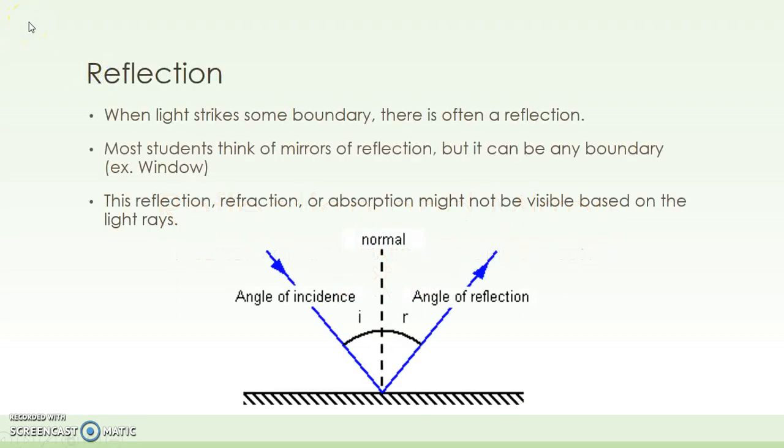First of all, reflection is when light strikes some kind of boundary. Most students think that mirrors are reflection, but remember it can be any boundary. Another example would be a window. This reflection, refraction, or absorption might be visible based on light rays. Another good one is water, and that is why we think that the fish is somewhere else than it actually is, because that is the actual light rays bending when it hits our eyes.